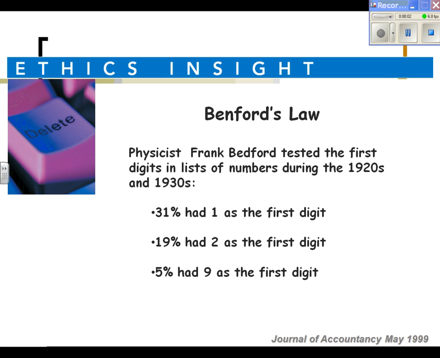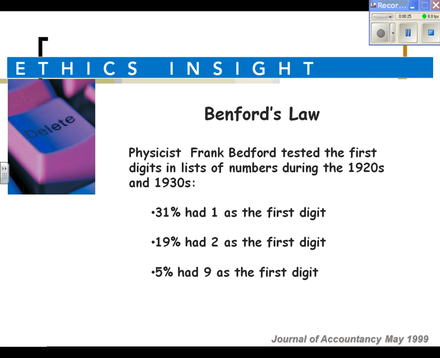Okay, this is part 4. This should be the final part for this presentation on the recording process. I just finished explaining Benford's Law. Like I said, it's a really interesting article. I have it posted under the external links in Ocean Cruiser, and it's a Journal of Accountancy article about Benford's Law.